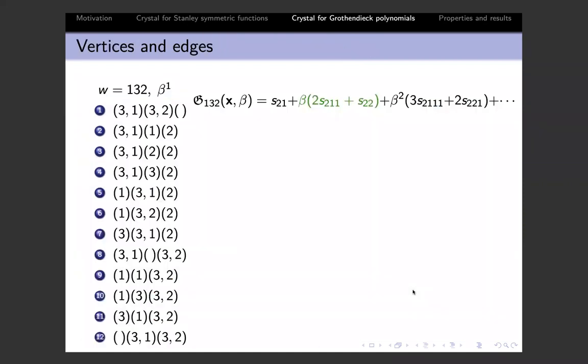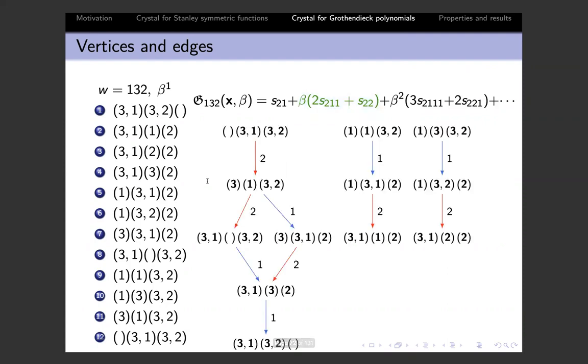Okay, so here's a bigger example. Here I'm now going to look at the Grothendieck polynomial indexed by 1, 3, 2. And I'm going to look at the term with the beta. So I'm looking at words of length 4 into 3 factors. And I've listed all 12 decreasing factorizations on the left. And then using the crystal operator that I have just described, we get 3 connected components.